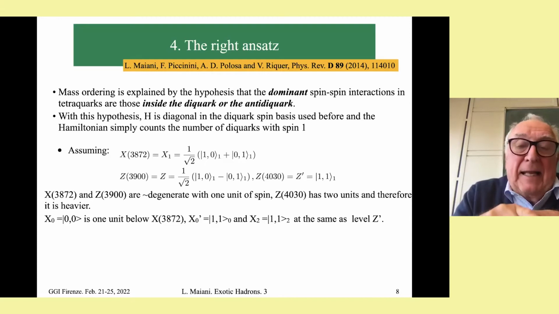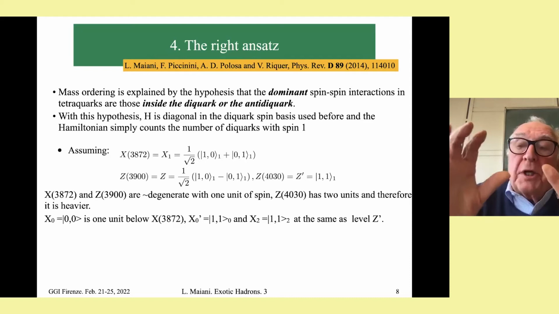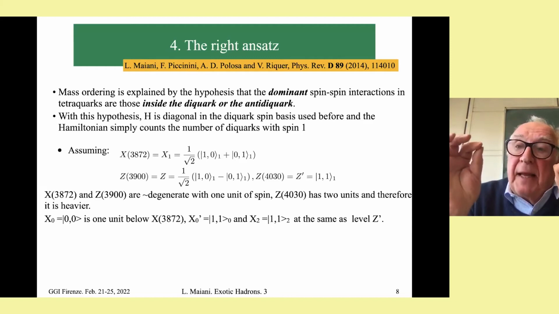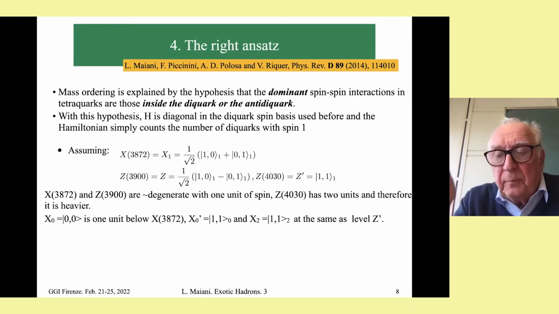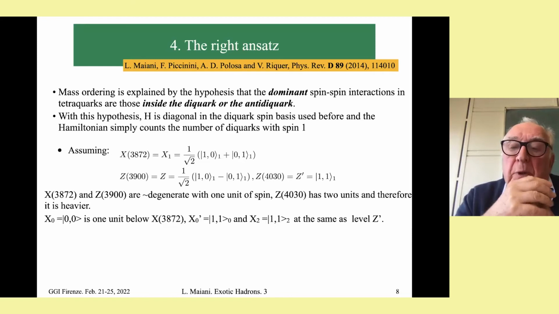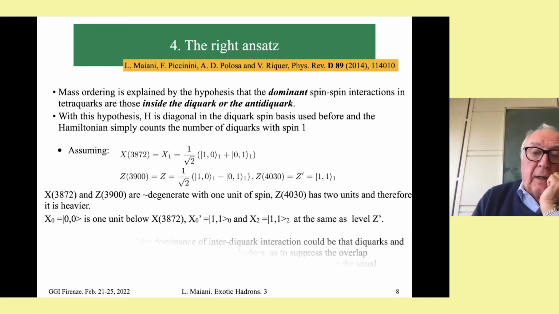So you have a clever solution that reproduces the order of the Z, which is not degenerate to the X. One Z has to be degenerate to the X, but the other one has to be the one with the highest spin-spin interaction between the diquark and the anti-diquark. And you can make a physical reason for that.